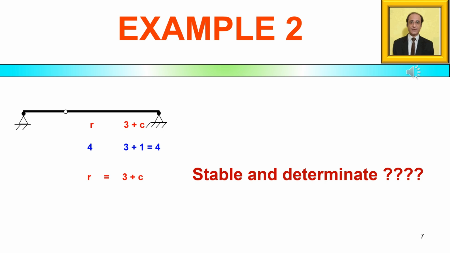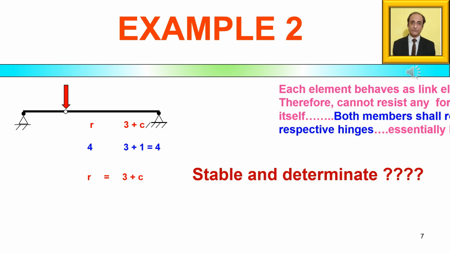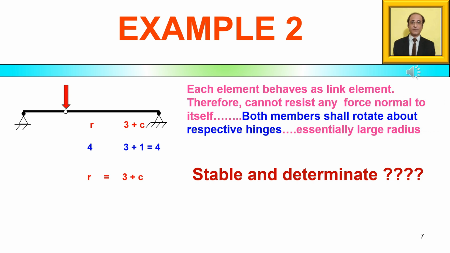Hope you have thought over. Let's come back and visualize. If we apply a force at the point of the internal hinge vertically downwards, what will happen? Because of the presence of the internal hinge, each of the two elements behave like link elements. Therefore, the elements cannot resist any force normal to themselves.